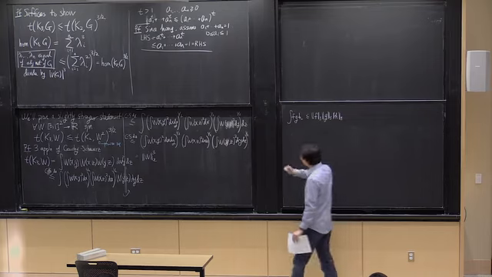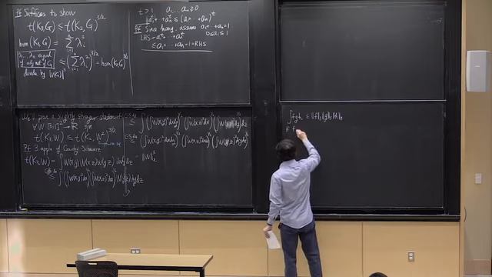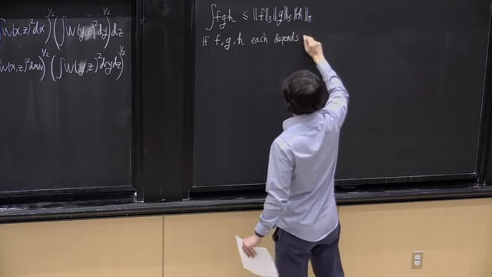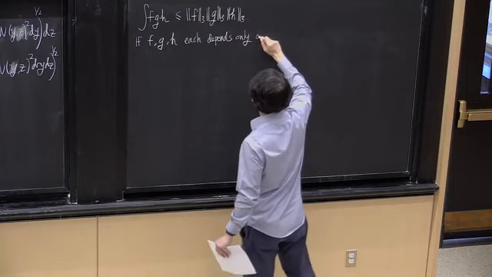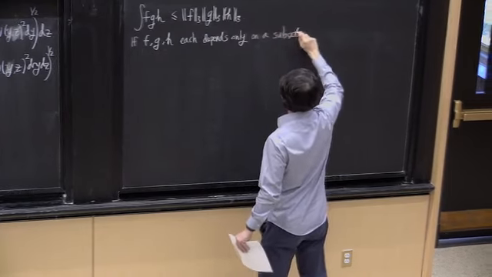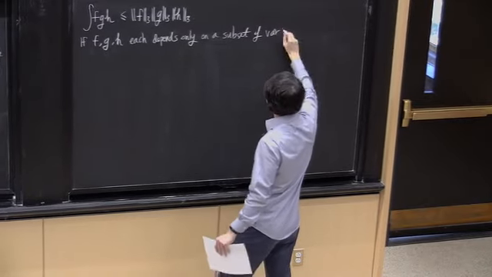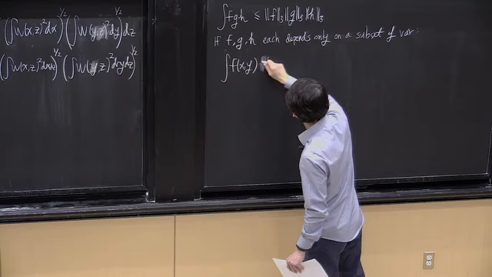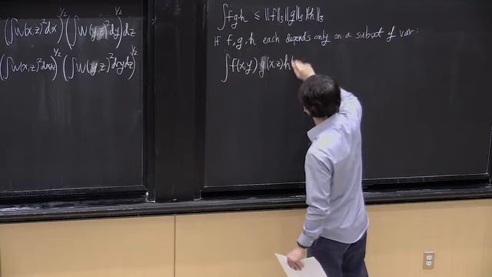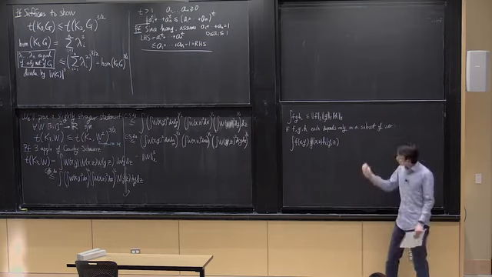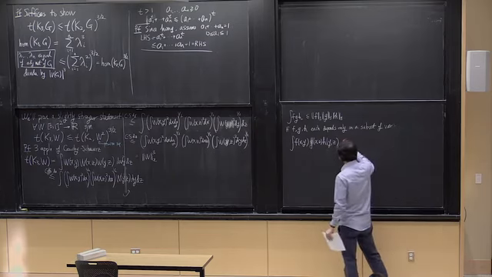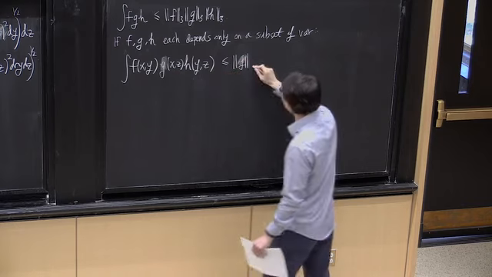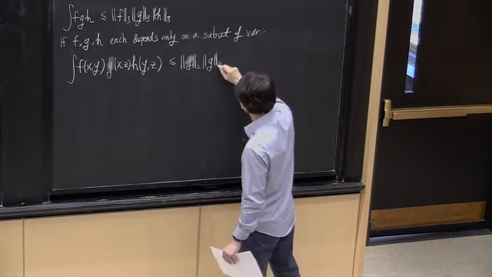So what happens is that if f, g, and h each depend only on a subset of the coordinates in the following way, that f depends on only x and y, g depends only on x and z, and h depends only on y and z, then if you repeat that proof verbatim with three different functions, you find that you can upper bound this integral by the product of the L2 norms.